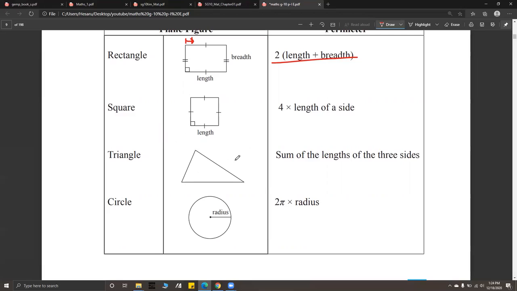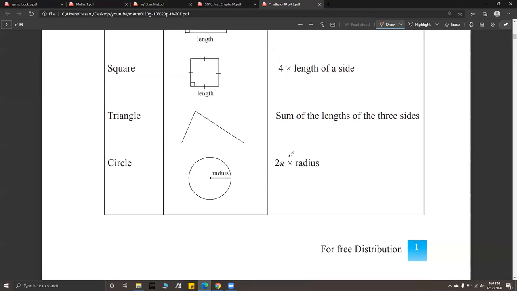So for a circle, you have an equation. It's 2 pi radius, which we write as 2πr for our easiness. Pi means the value of pi, which is 22/7, or equals 3.14. So for a circle, if you know the radius of the circle, you can find out the perimeter of the circle by 2πr.